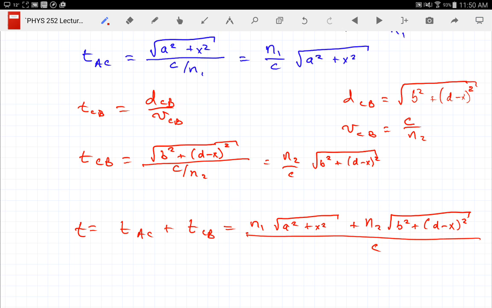where I gave them the common denominator of c. Why? I just want to. So now I have the total time it's going to take. How can we minimize the time?